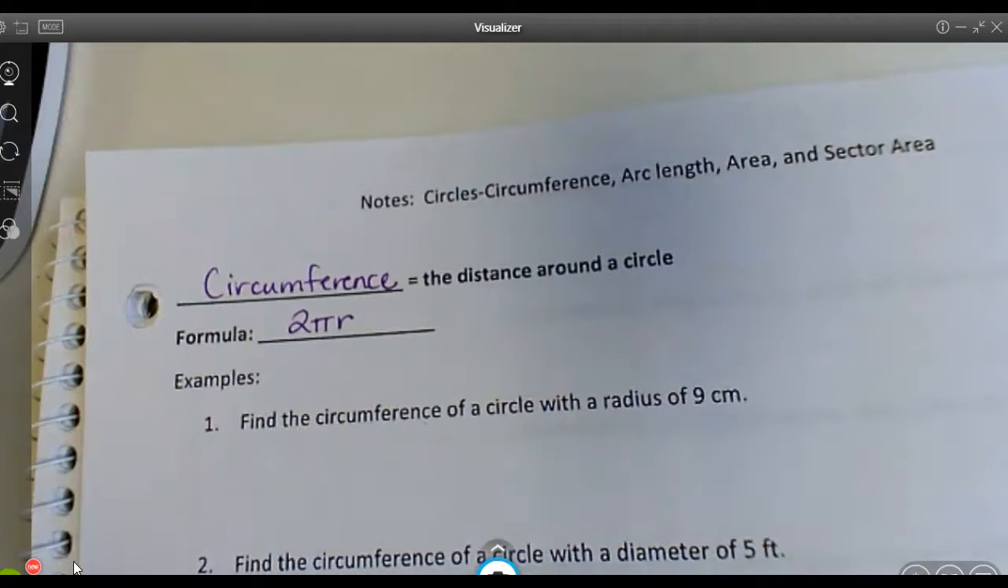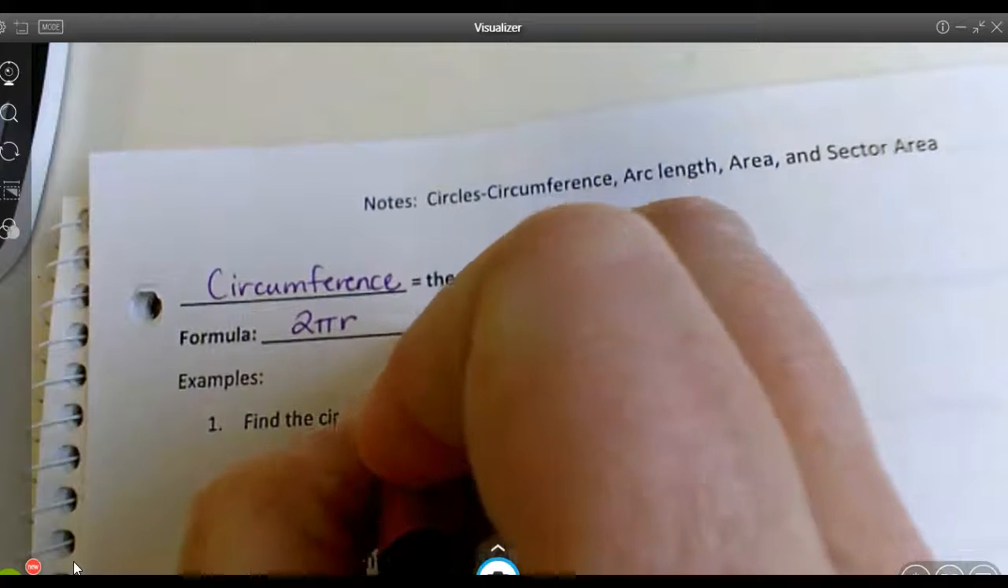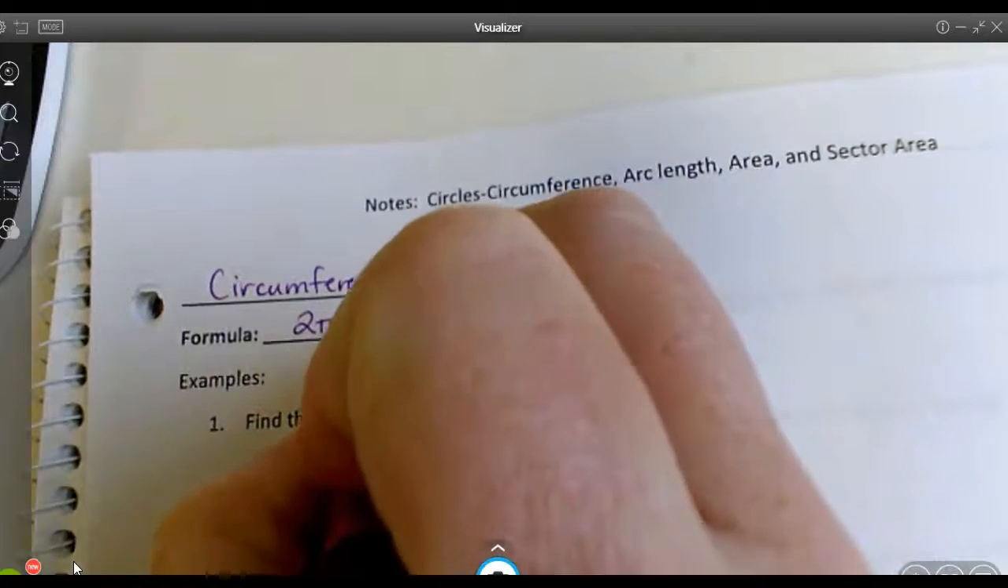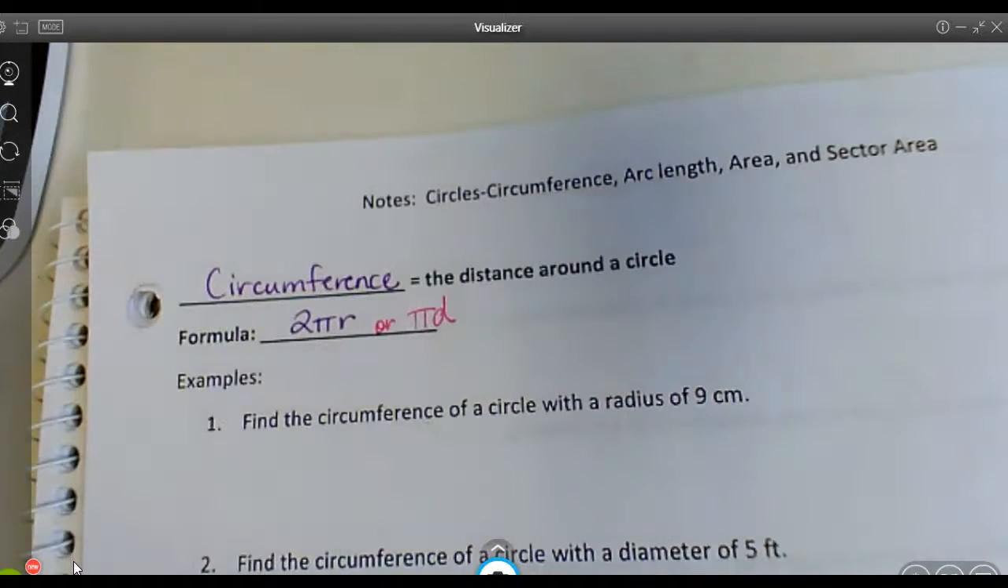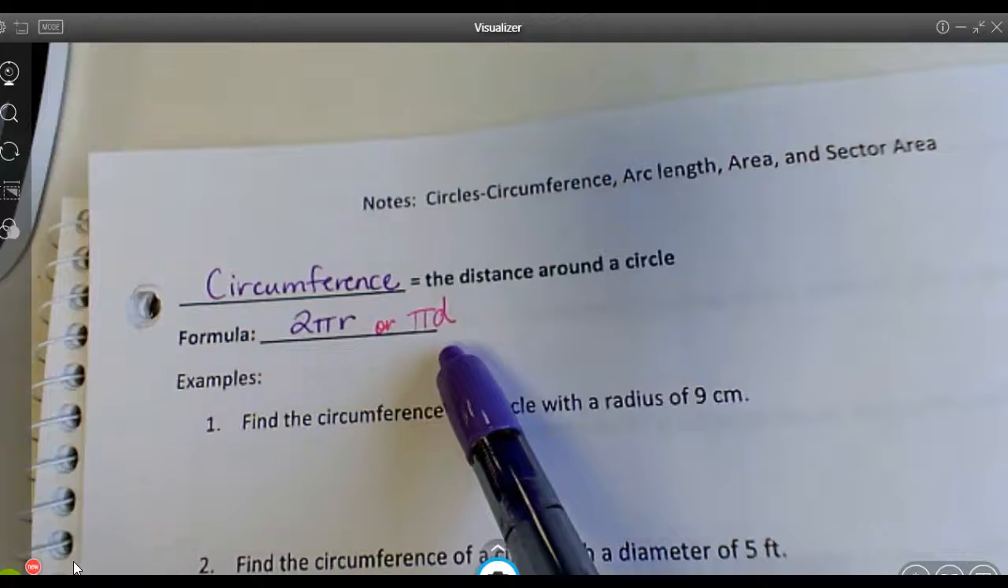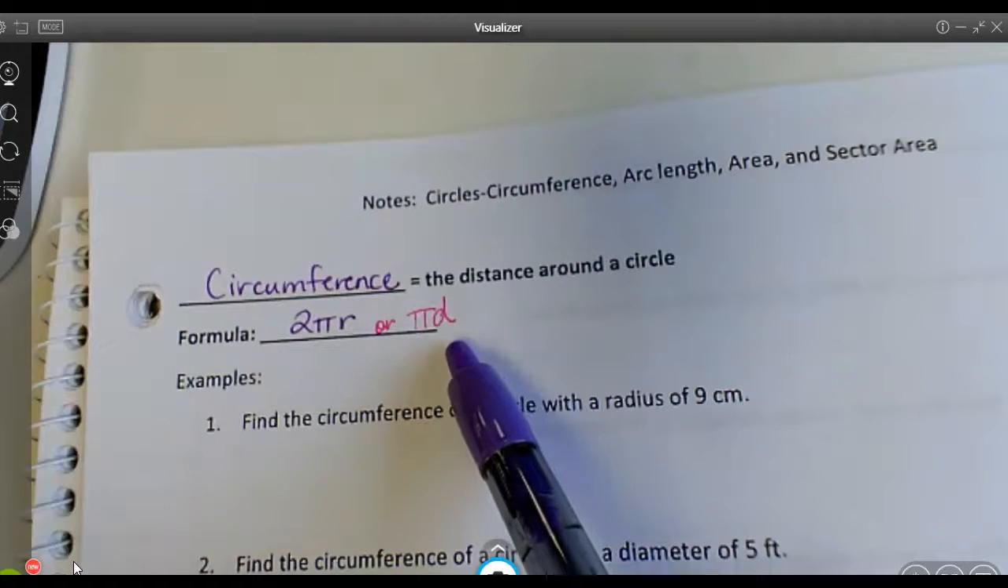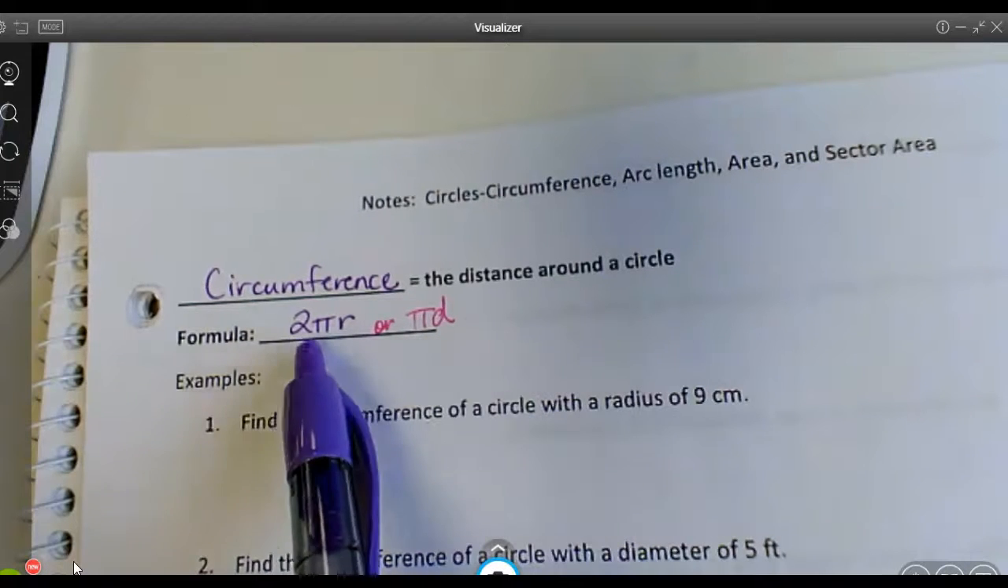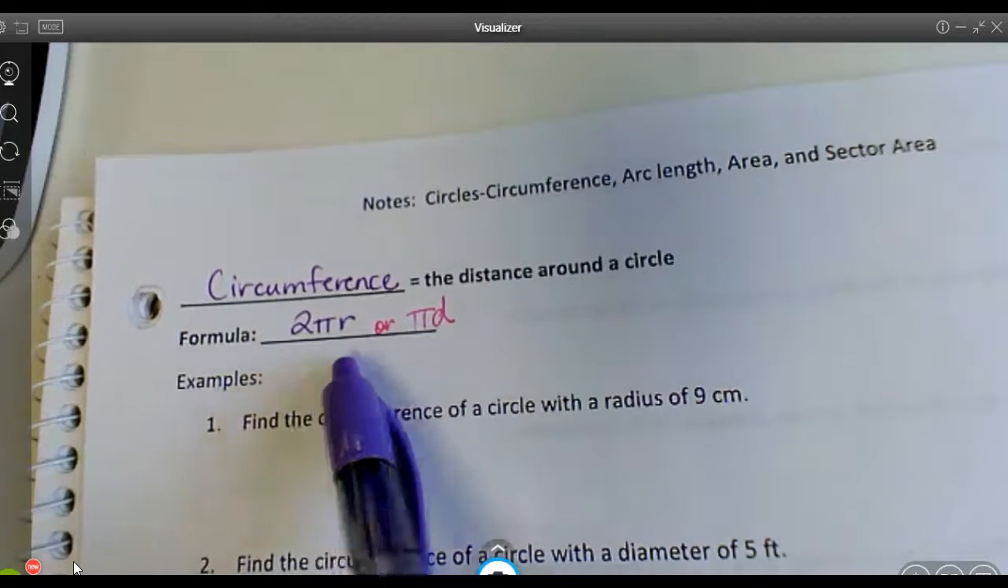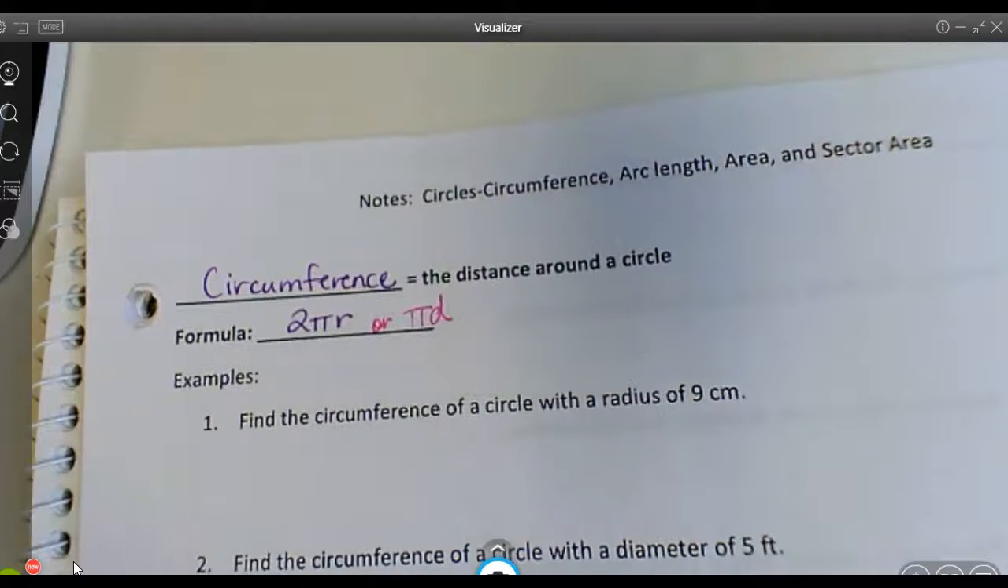Now, some of you maybe have heard pi d. If you would rather do pi d, that is okay. It depends on if you're given the diameter or given the radius. Some of you, I think, maybe know a mnemonic or something that helps you remember the pi d. And if you want to do it that way, that's okay. 2 pi r is how I'm going to do it, but do it whichever way makes sense to you.